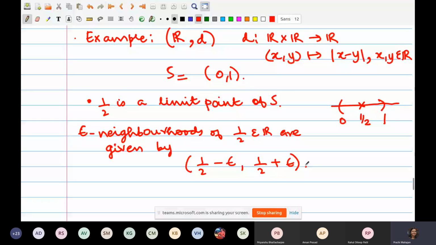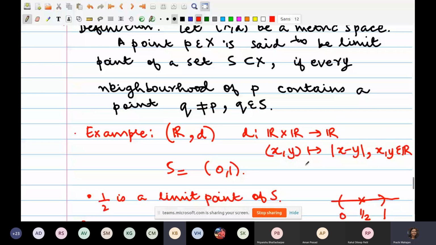Is that okay with everybody? I'm just recalling from the previous example. Now, what am I saying? If half is to be a limit point of this set S in this example, then every neighborhood of half must contain a point of the interval (0, 1) different from half.